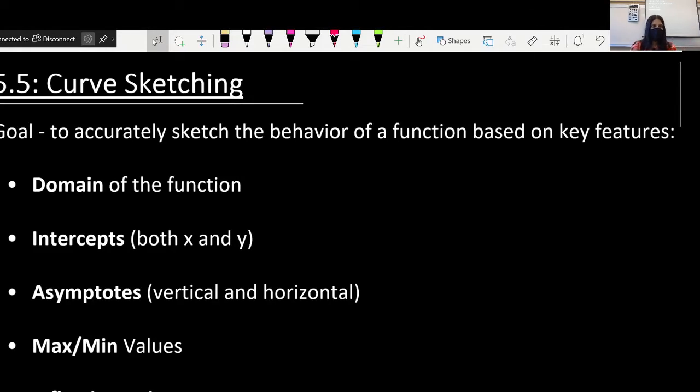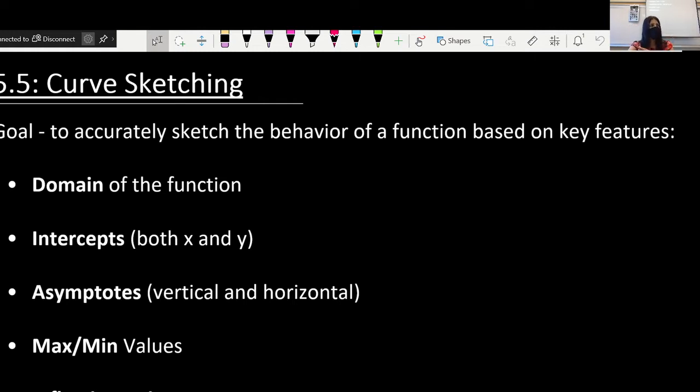We are doing 5.5 curve sketching, and again, as I say pretty much every day, you will notice that it's basically putting together a lot of the stuff that we've learned so far and a lot of the old stuff from last year and previous years. If you take a look at this, the goal is to accurately sketch the behavior of a function. We've done all of that in Pre-Calc 12 and 11 and other courses where we did a table of values or looked at specific points.